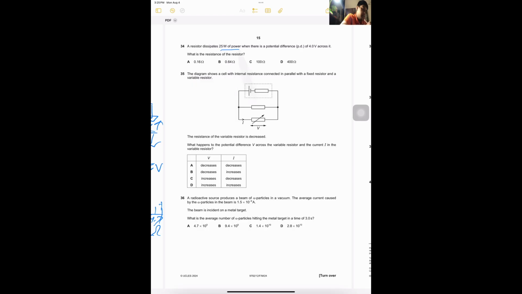Move to question 34. A resistor dissipates 25 watt of power, when there is a potential difference of this. What is the resistance? We know that power equals V squared by R, or the resistance equals V squared by 25, which is 0.64.